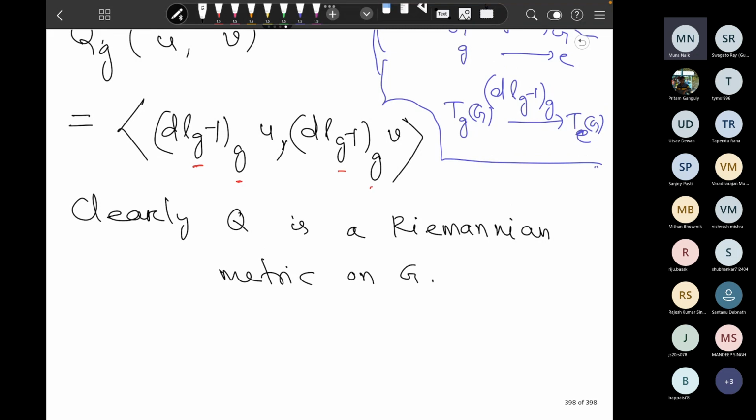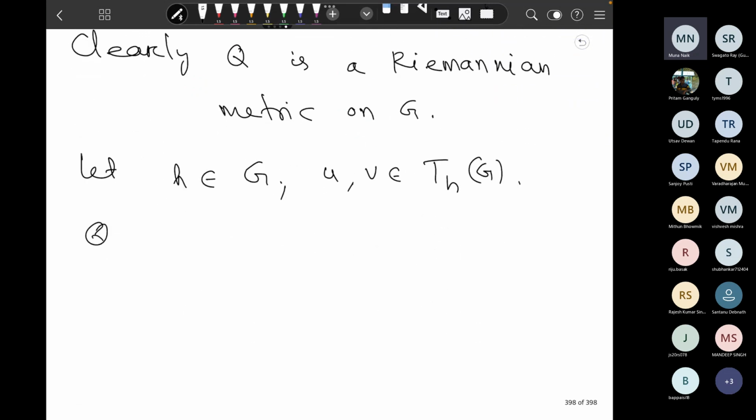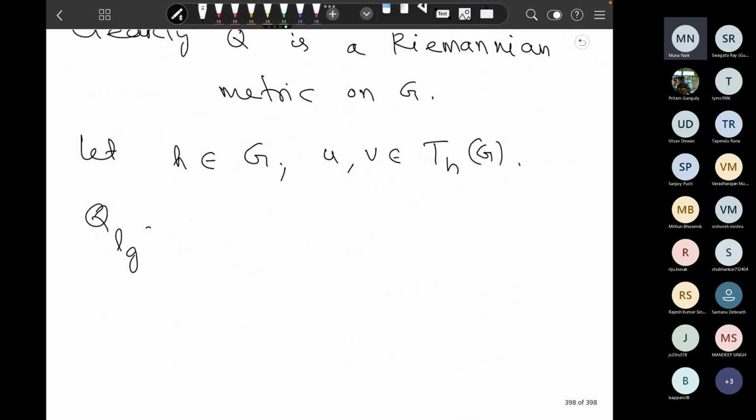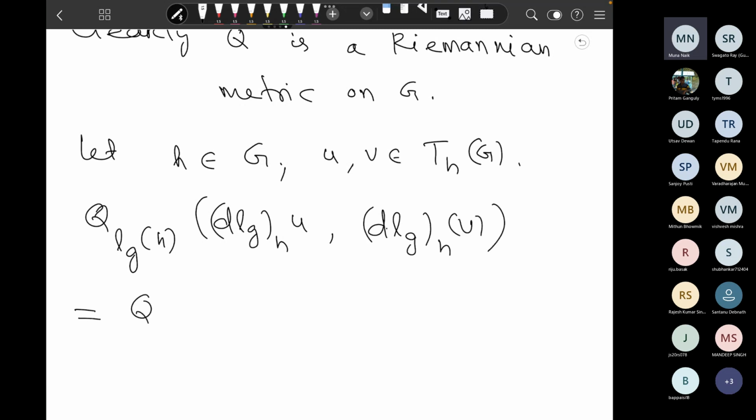To show that, let H belong to G and U, V belong to THG. What you have to show, if you want to show that this is left invariant, is that Q of LG at H, so DLG at H U, DLG at H V, equals Q at H of U, V. If you want to show that this metric is left invariant, let us show that.